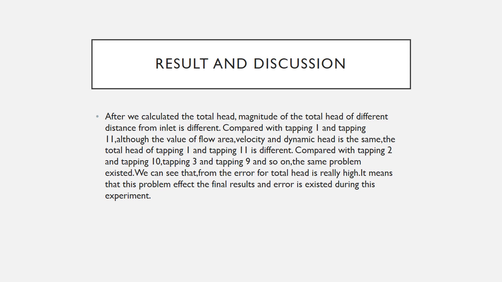So the result and discussion. After we have calculated the total head, the magnitude of the total head at different distances from the inlet is different. Compared with tapping 1 and tapping 11, although the values of flow area, velocity and dynamic head are the same, the total head of tapping 1 and tapping 11 is different. Compared with tapping 2 and tapping 10, tapping 3 and tapping 9 and so on, the same problem existed. We can see that the error for total head is really high. It means that the problem affects the final results and error existed during this experiment.